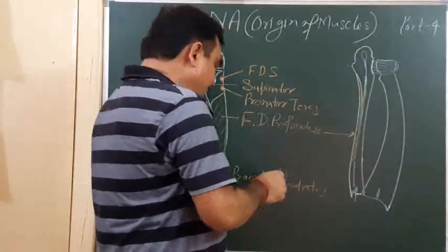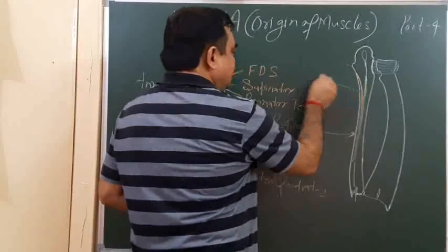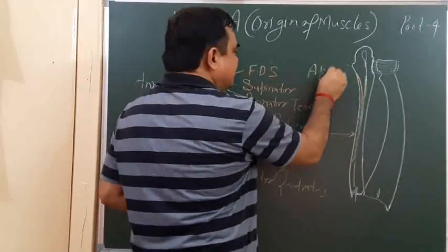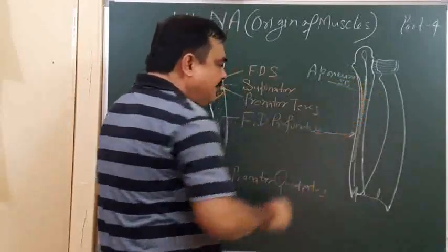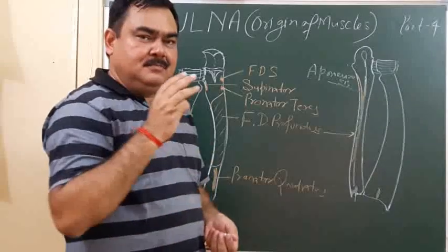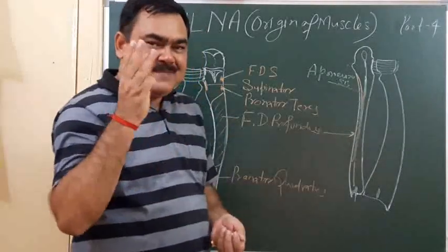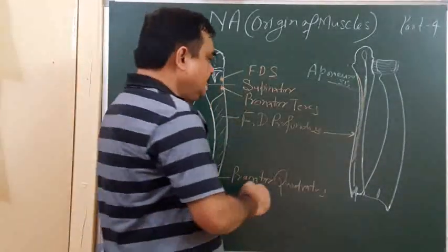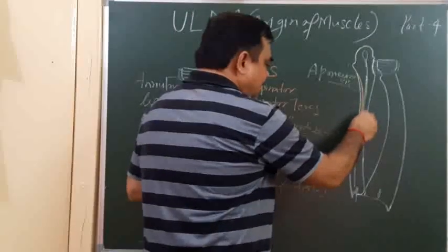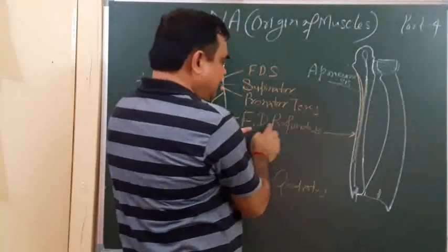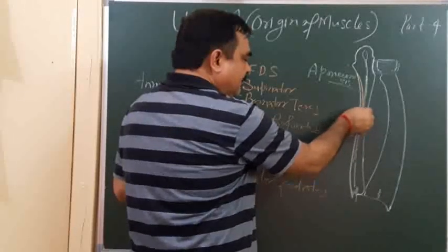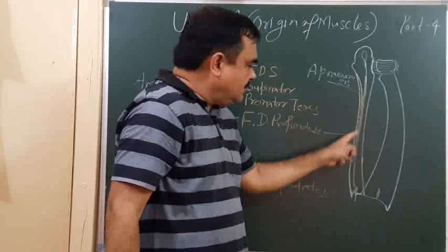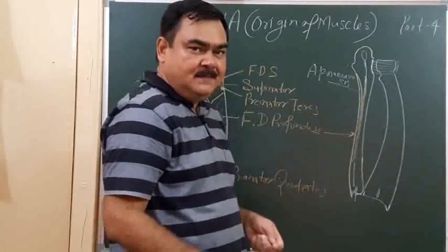It gives attachment to the aponeurosis. Here one aponeurosis is attached. And this aponeurosis gives origin to three muscles. One is this muscle, flexor digitorum profundus. Some fibers of the flexor digitorum profundus arise from this aponeurosis, which is attached on the posterior border.